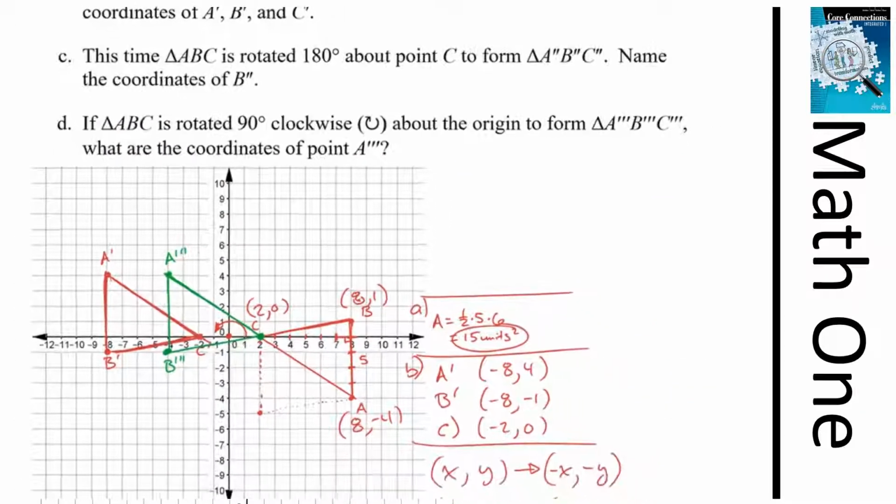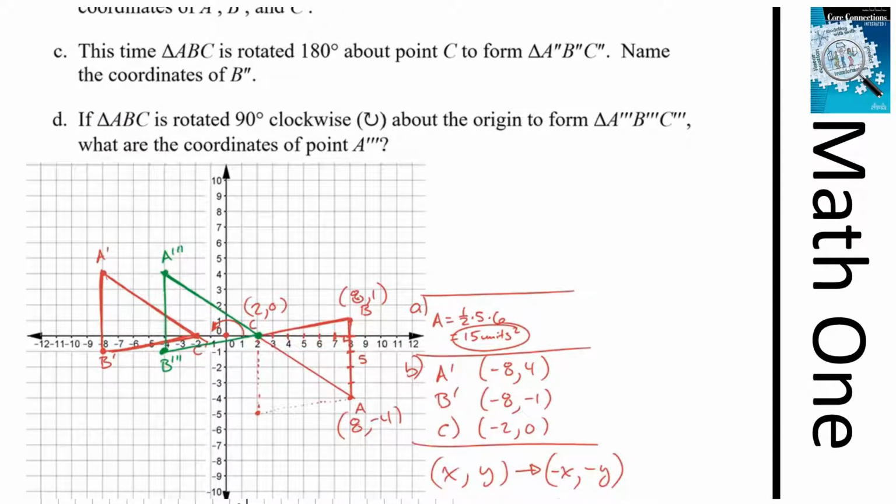Right, and then finally it says triangle ABC is rotated 90 degrees clockwise about the origin to form A prime, B prime, C prime. Oh, I didn't write down the answer for C. It asks what are the coordinates of B double prime. B double prime looks like it's at -4, comma, -1.